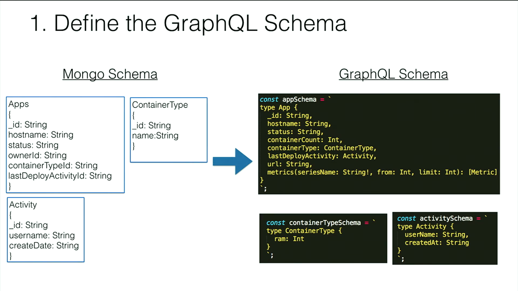With DDP, we had defined these as Mongo collections and different tables inside minimongo on the client side. With GraphQL, we're defining the schema, and these are actually code snippets of the definition in the new implementation that we did in Galaxy. It's very similar.